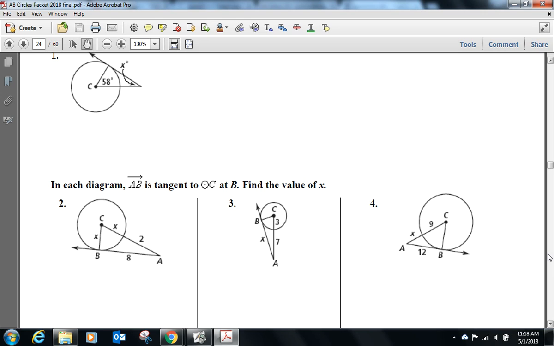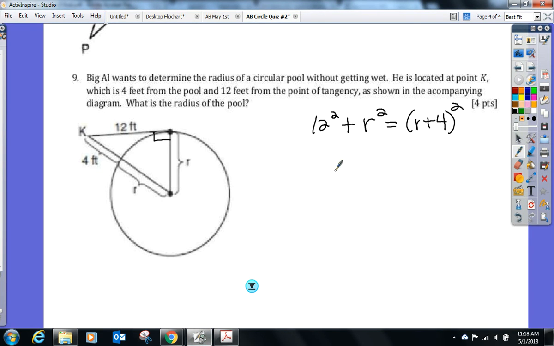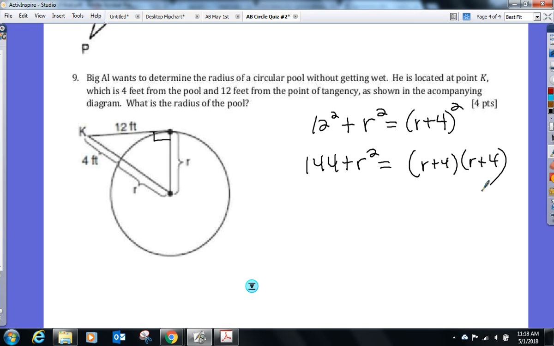I'm just trying to make a point, guys. You got to start looking back at stuff, especially when you're struggling. All right. And this, oh boy. Not R squared plus 16. Anything else I didn't go over? I know I went over most of them, but.